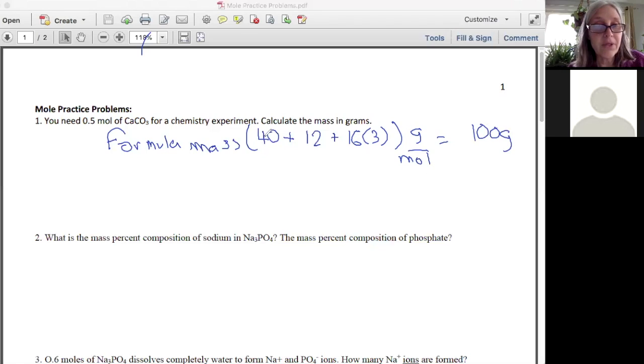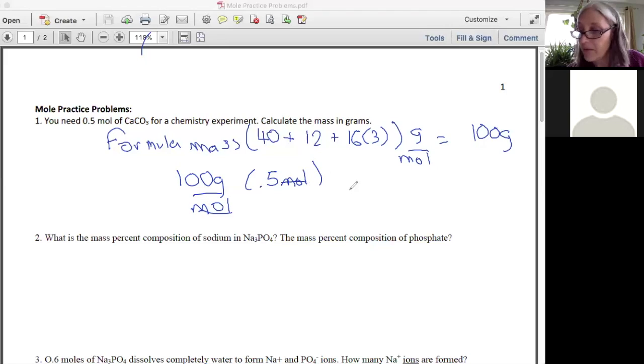So now we know that we have 100 grams of calcium carbonate if we have 1 mole, but we don't have 1 mole, we have half a mole. So what we're going to do is write down 100 grams per mole, and then multiply by 0.5 moles. The units cancel, and we end up with 50 grams. So that is how much calcium carbonate we need.